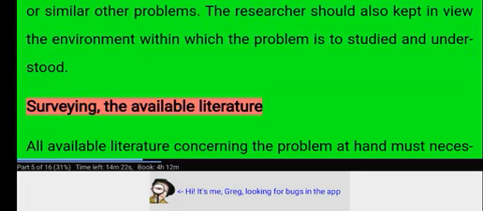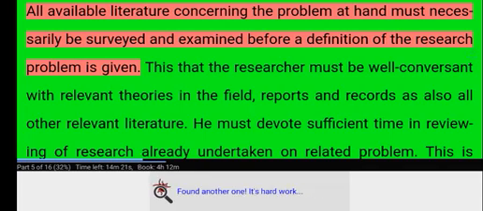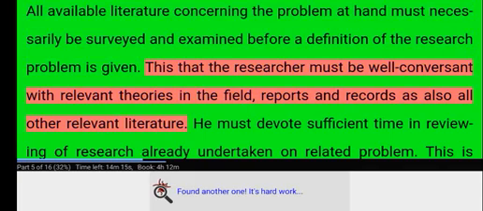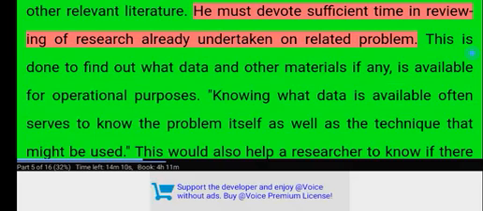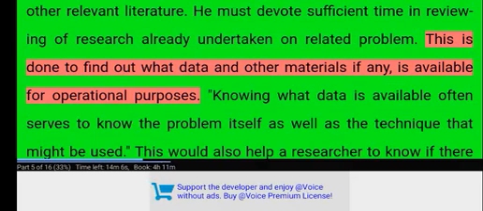Surveying the available literature. All available literature concerning the problem at hand must necessarily be surveyed and examined before a definition of the research problem is given. This means that the researcher must be well conversant with relevant theories in the field, reports and records, as also all other relevant literature. He must devote sufficient time to reviewing the research already undertaken on related problems. This is done to find out what data and other materials, if any, are available for operational purposes.